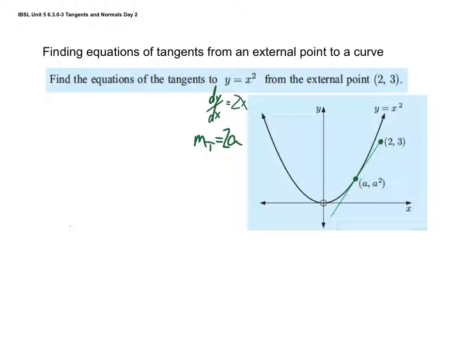Right now we have two unknowns. We don't know what the slope of the tangent line is, and we don't know what a is. So anytime you have two unknowns, what do you need? A system of equations. We can create another equation based on the external point. Keep going with that. How would we do that?